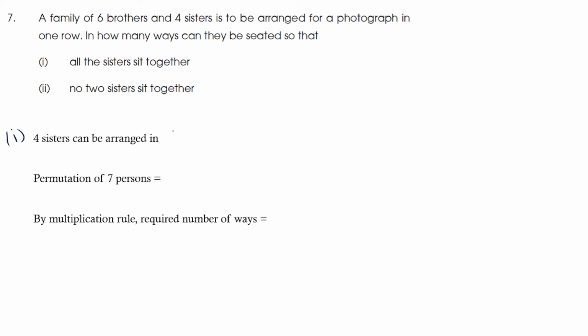So the 4 sisters can be arranged in 4p4 ways. This is 4 factorial. Now if we consider all these 4 sisters as a single person and the 6 brothers, because all these sisters have to sit together, then this single person and the remaining 6 brothers, 7 persons, can be arranged in 7p7 ways, or this is equal to 7 factorial.